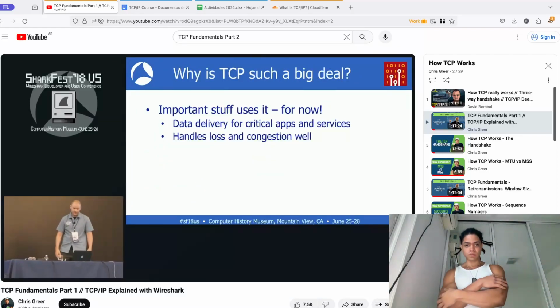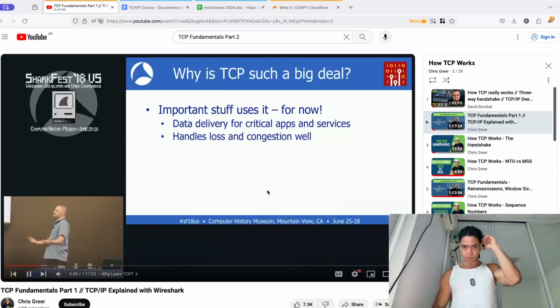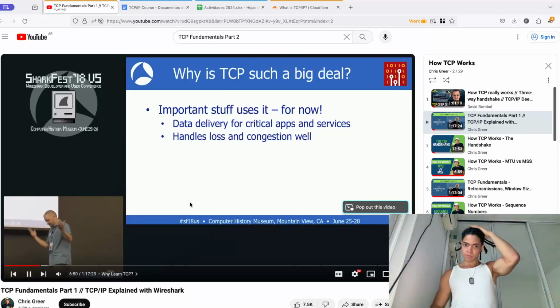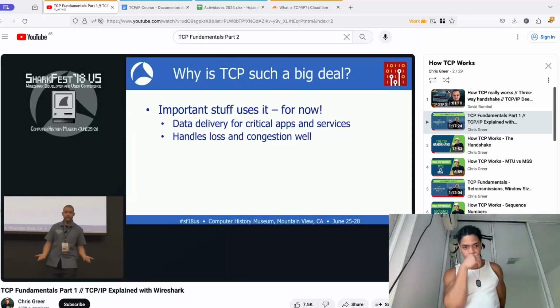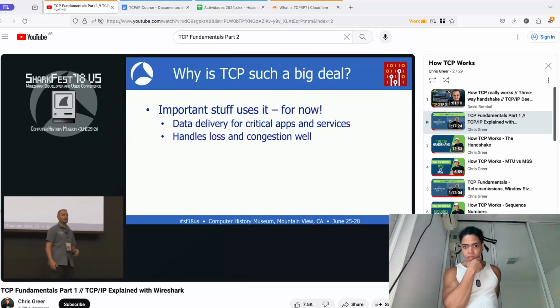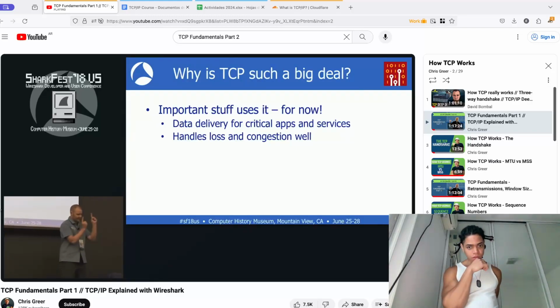All right, so first of all, TCP, why is it a big deal? What's the reason why we're all here? Why are we interested in TCP? Well, important stuff uses it, at least for now, right? So it's reliable, it's connection oriented, it's going to ensure that that data gets over there.